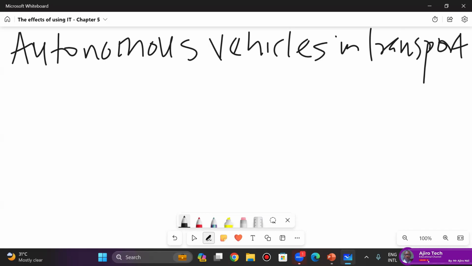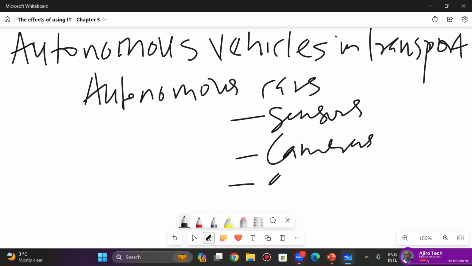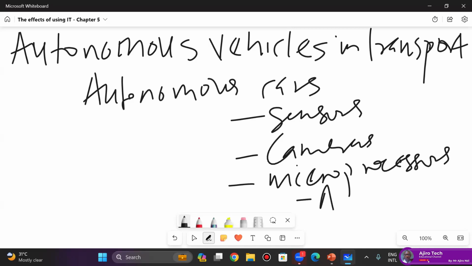Please take note that autonomous cars make use of the following. Okay, please write this down. Autonomous cars make use of the following: sensors, cameras, actuators, microprocessors. Let me put the microprocessors here just to make the explanation easy and simple. Actuators. Okay, so we have this.